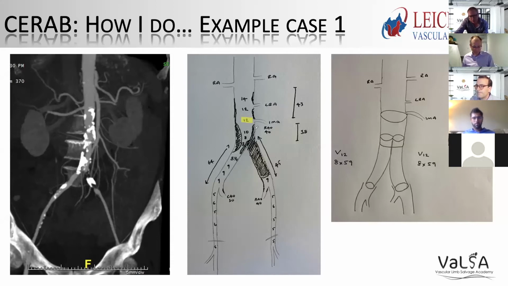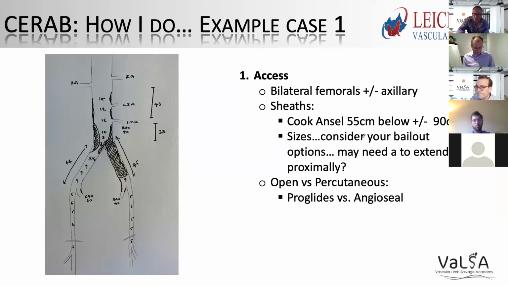The other thing here is you've got an IMA, okay? You've got a bit of disease above that. I wouldn't bother with that disease whatsoever, okay? And you come up with your plan, which is a straightforward 2 iliac stents and an aortic stent. And that should be relatively straightforward. And then you think about how you're going to do it.